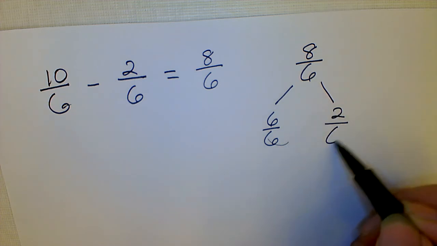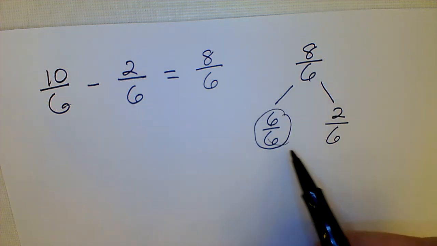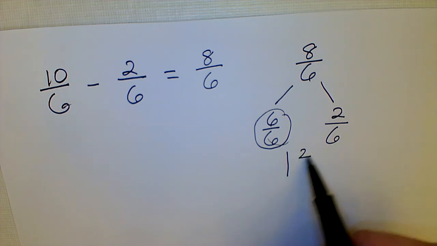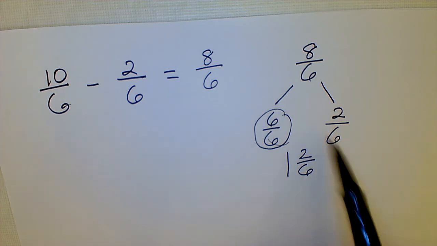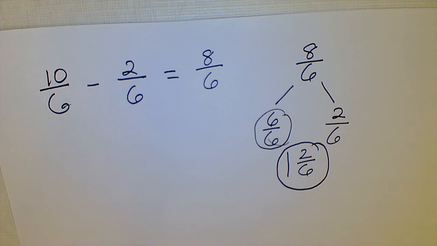And now I can take this 6/6 and say, well, 6/6 is just 1. So I have 1, and then I still have my 2/6. And that's modeling taking this fraction greater than 1 and turning it into a mixed number. So this would be my answer right there, 1 and 2/6.